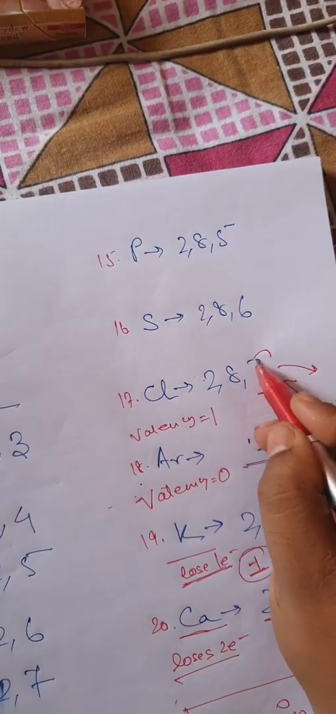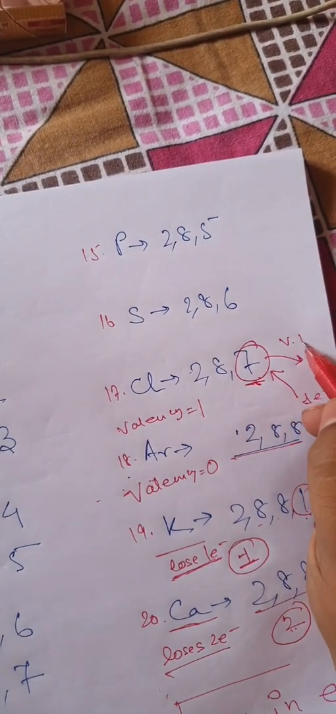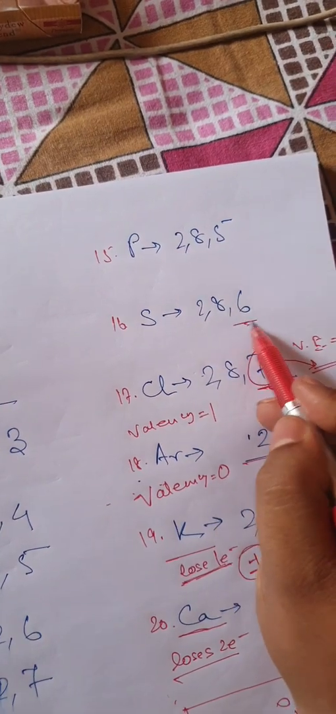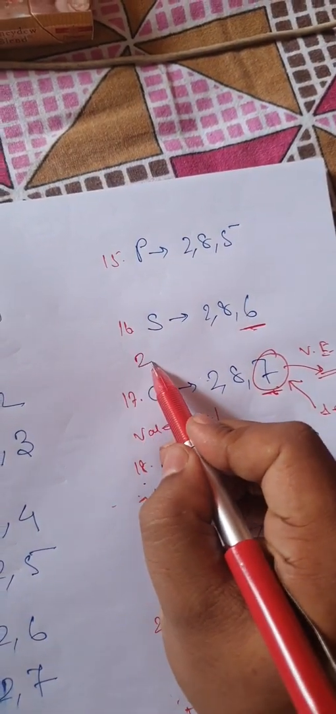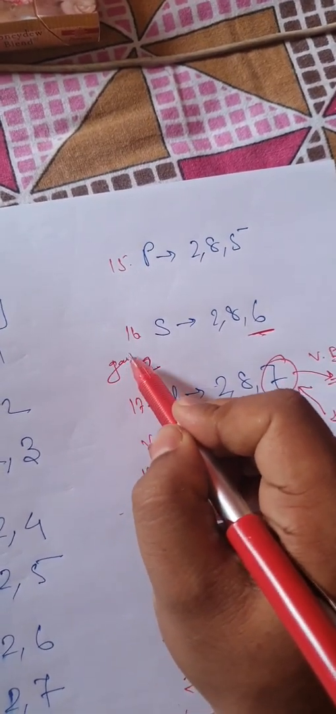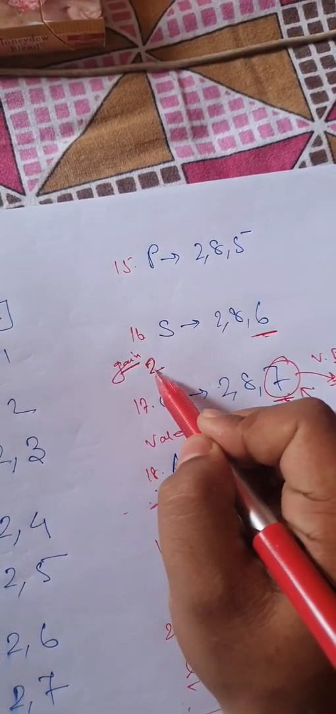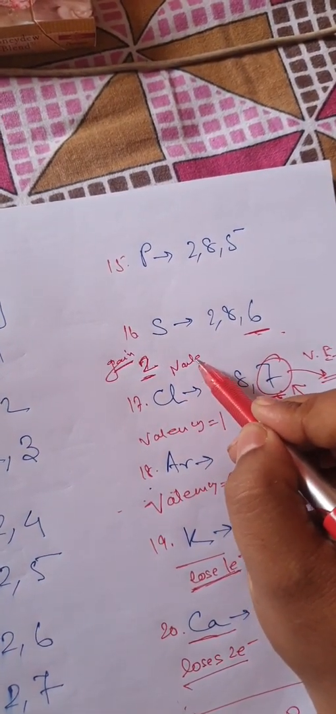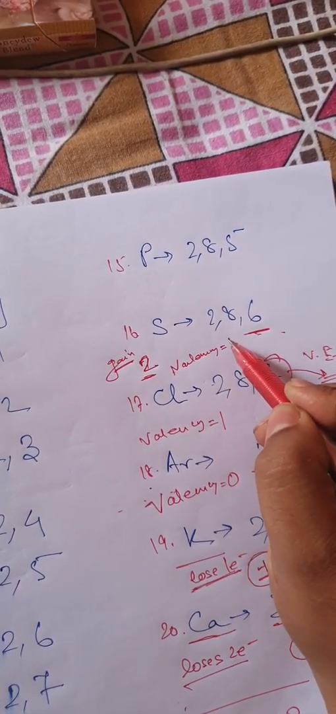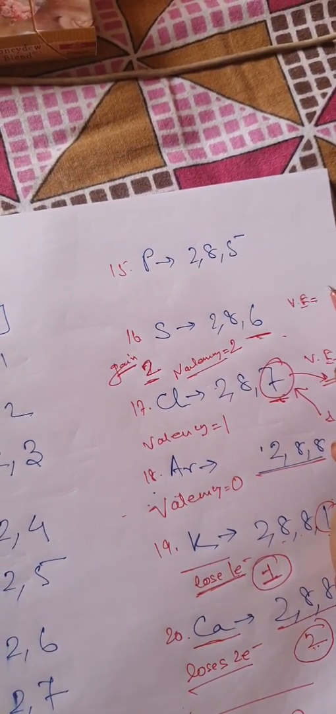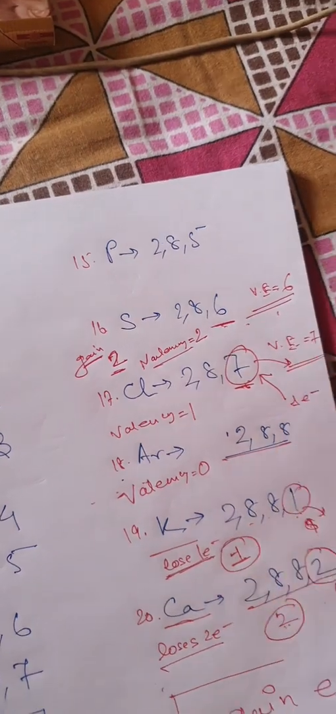However, the valence electron will be 7 and the valency will be 1. Here the valency will be 2, that means it will gain 2 electrons. Definitely it will gain 2 electrons, but the valency will be 2. What is the valence electron? The valence electron will be 6.